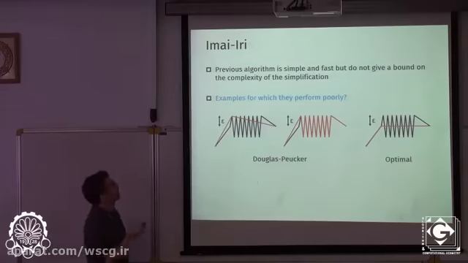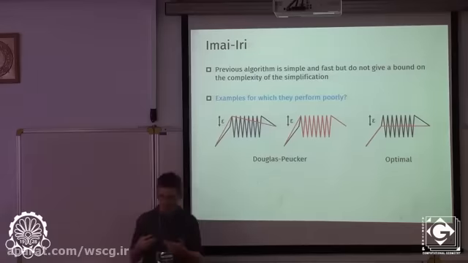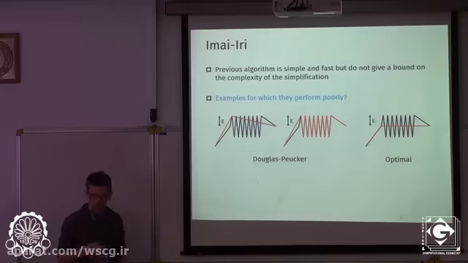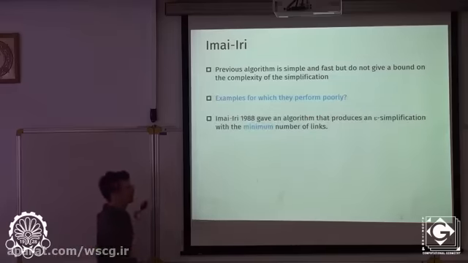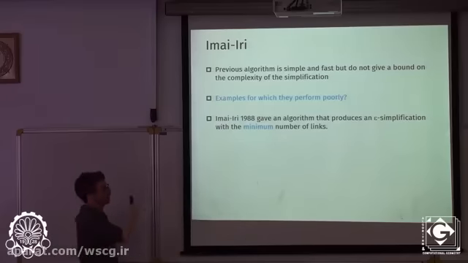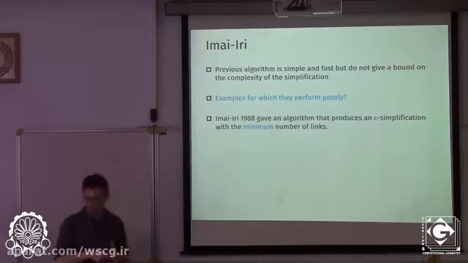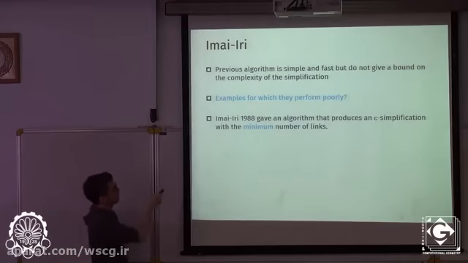So therefore the next algorithm I'd like to show you is actually the framework by Imai and Iri. There's also the algorithm by Chin and Chan. That aims at, given an epsilon, finding the minimum number of links. Or you can also ask the question the other way around: given a bound on the number of edges that you want to use in the simplification, find the corresponding epsilon. So there are these two questions always.